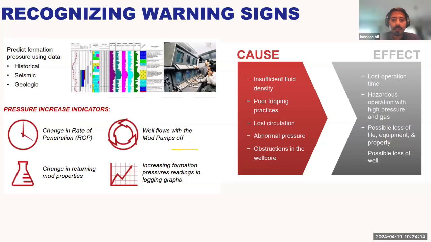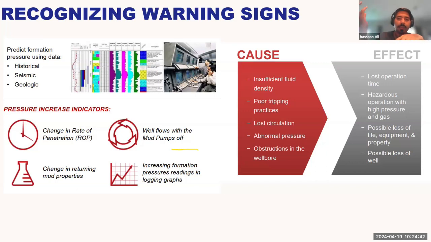When you have a kick, what will happen is that you will have a well flow without the mud pumps. So you can turn off your mud pump and you will have a well flow. And that actually tells you that you have hit a formation where the formation pressure is high. And then a change in the mud properties. So that is something they are doing because it's a very systematic way of checking for the formation fluid. They are constantly checking their mud properties.